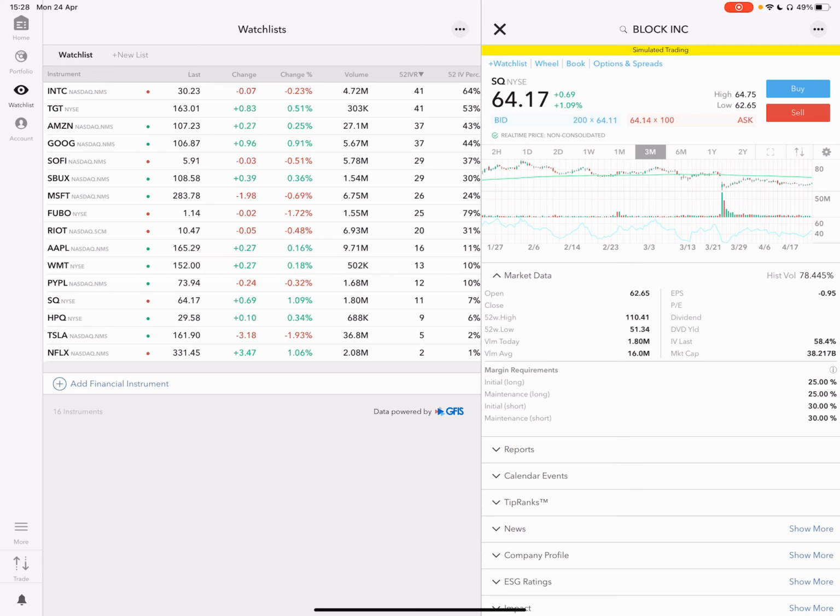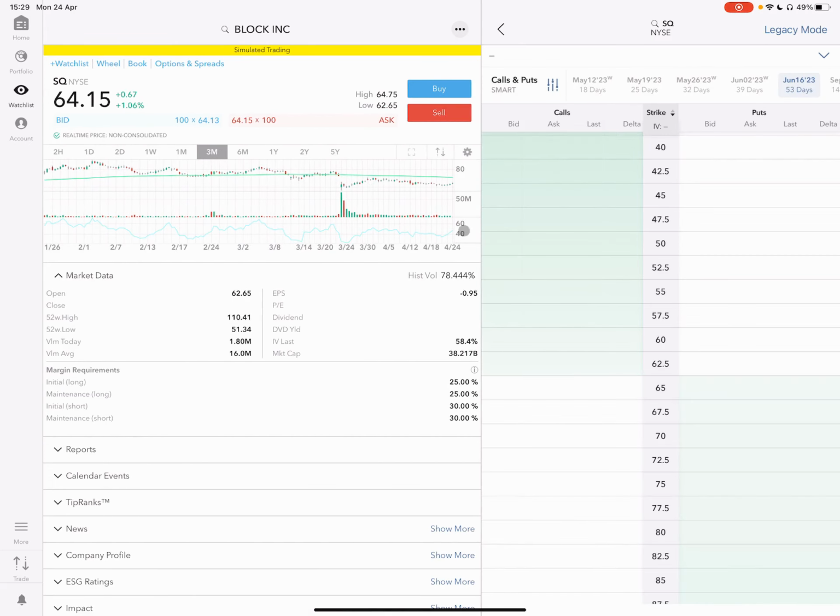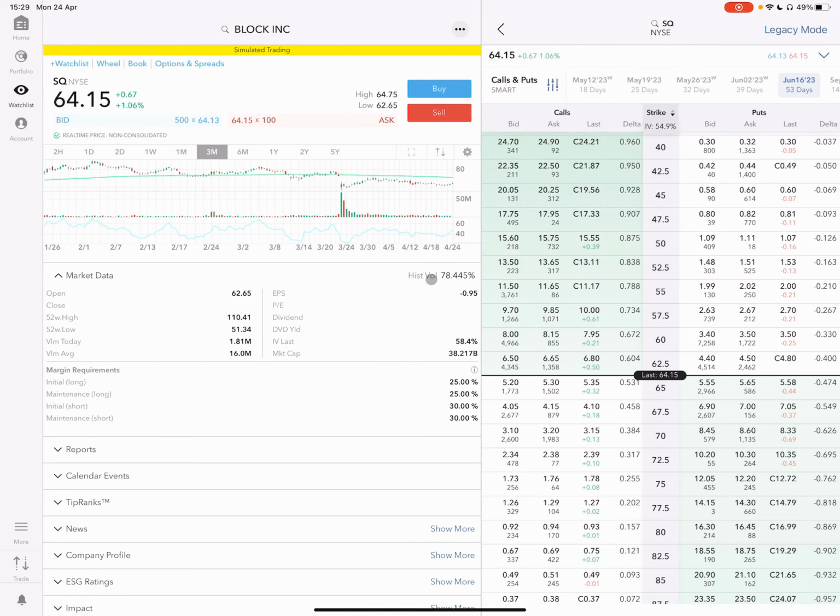So we're going to trade one contract, or sell a put option for one contract, and I want to show you the numbers and where you can see what the numbers look like before you enter the trade. You find the stop price, so it's obviously Square or Block as it's called. You click on options and spreads, and what that does is bring up the option chain.